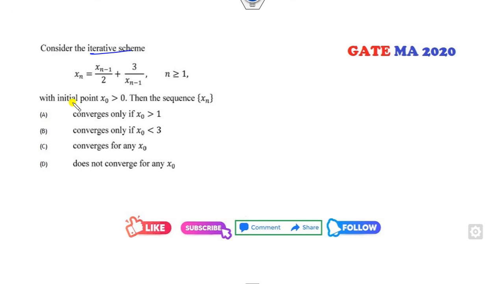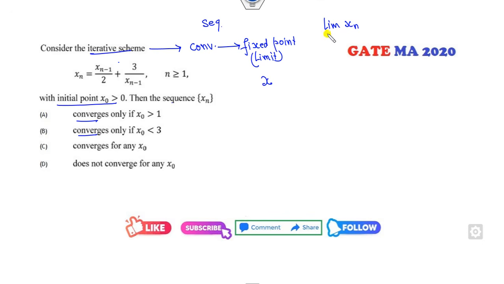Consider the iterative scheme. The initial point is given to you, then the sequence converges. Again, it is my iterative scheme. When will it be convergent? It is convergent to the fixed point. How can you find the fixed point? That is nothing but my limit. So I can start with the limit. I can say the limit of x_n as n approaches infinity is my L.